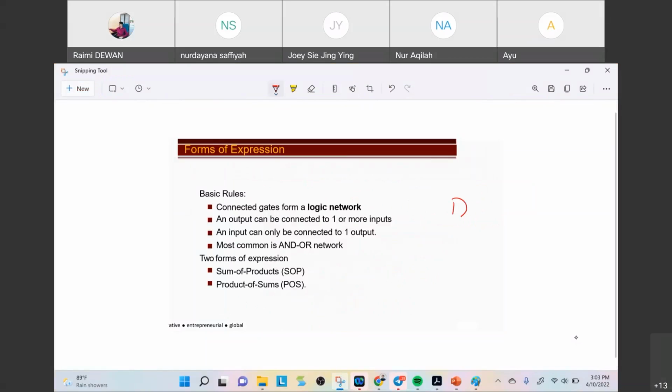For example, if you have this, you can have more than one input. An input can only be connected to one output. Here, an input can be connected to one output, and the most common is the AND OR network. So for example, AND, then you have OR network.